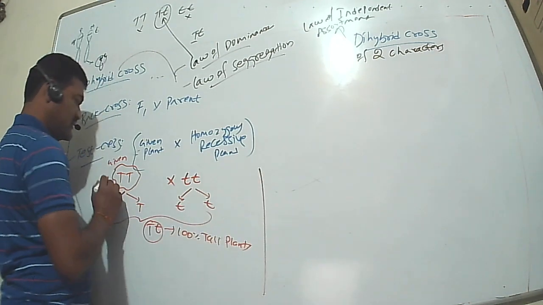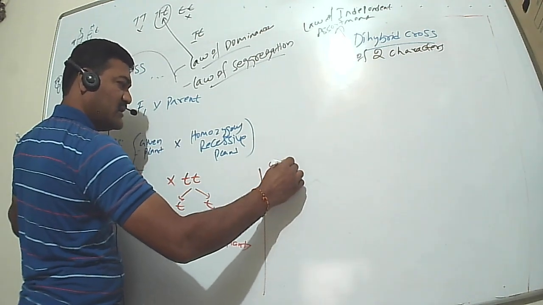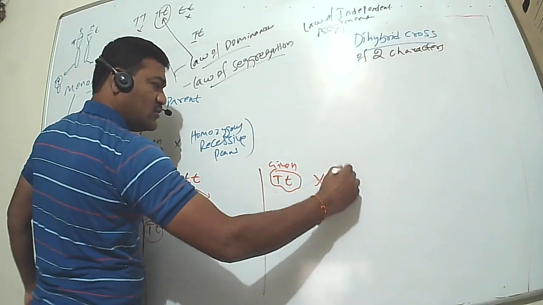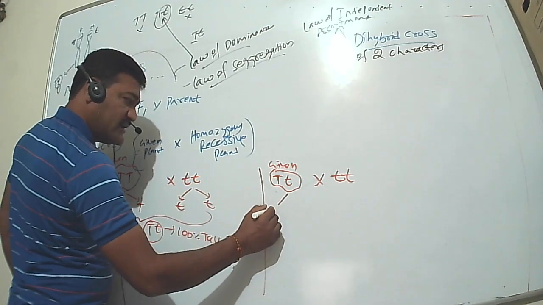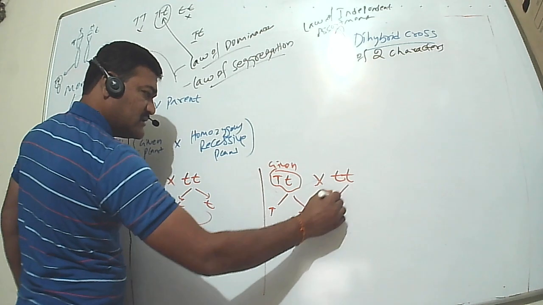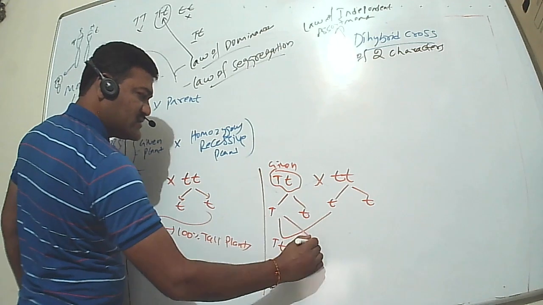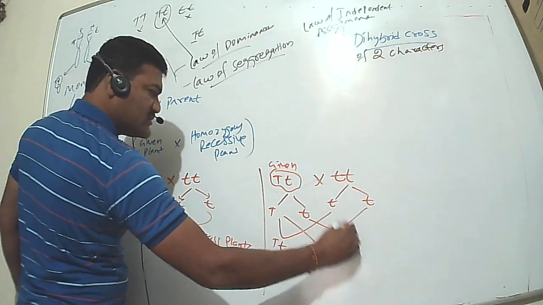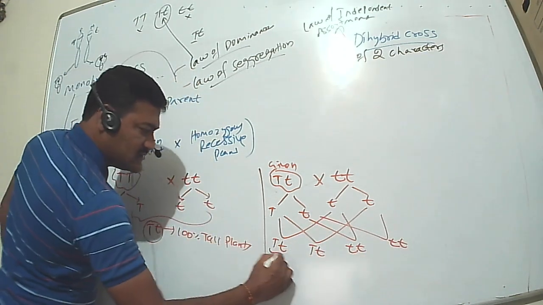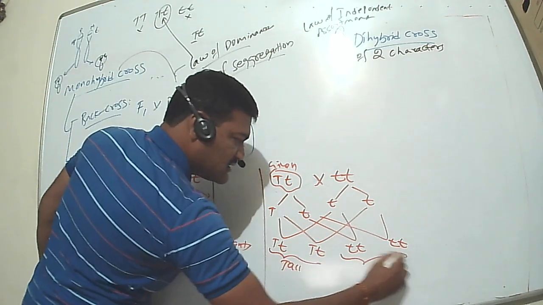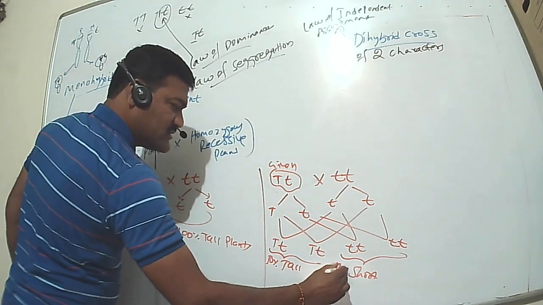But what if that given plant is a heterozygous tall? The given plant, if heterozygous tall, I'll cross it with a homozygous recessive parent. So what it'll give? I get capital T, small t gametes, and here small t, small t. So if this fertilizes with this, I'll get capital T, small t. If this fertilizes with this, I'll get a capital T, small t. If this with this, I'll get a small t, small t. And if this with this, I'll get a small t, small t. Look at here. These are tall plants, and these are short plants. That is 50% tall plants and 50% short plants.